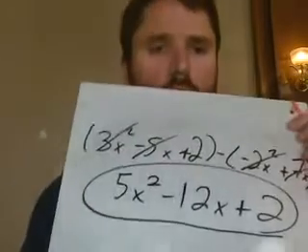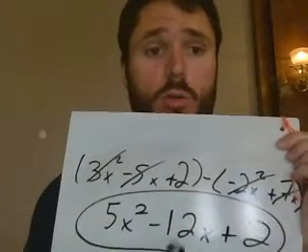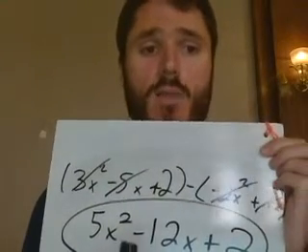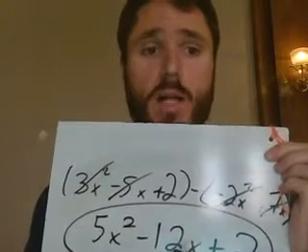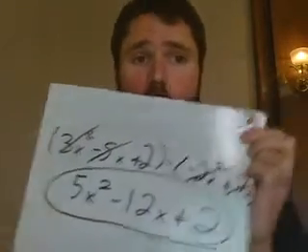Notice, do I need to rearrange any of these terms, or are they already in order? Well, they're already in order, because we have the highest degree exponent first, followed by the x term, followed by the numerical term. So this is exactly what we want right here. This is your answer. Okay.